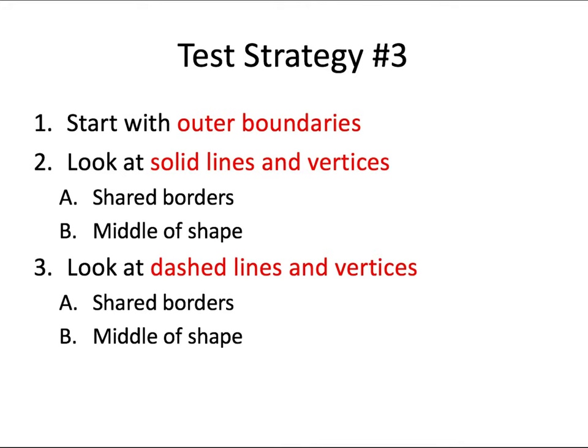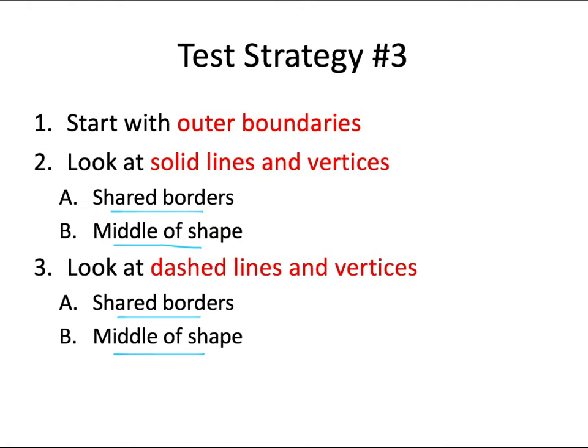So here's a review of the order that we used in the previous problem and that I typically use to work through the problem systematically so that we leave no lines unaccounted for. I always start with the outer boundaries, then I look at the solid lines and vertices at the shared borders first, and they usually, but not always, reference solid lines at the shared border of the missing view, while sometimes they relate to solid lines in the middle of the missing view associated with something sticking out like we saw in the previous problem. Then I look at the solid lines or vertices in the middle of the shape, which usually but not always reference dashed lines in the missing view, or again, maybe something that's sticking out from the center. And then if necessary, I end with the dashed lines at the shared border and then at the middle of the shape.